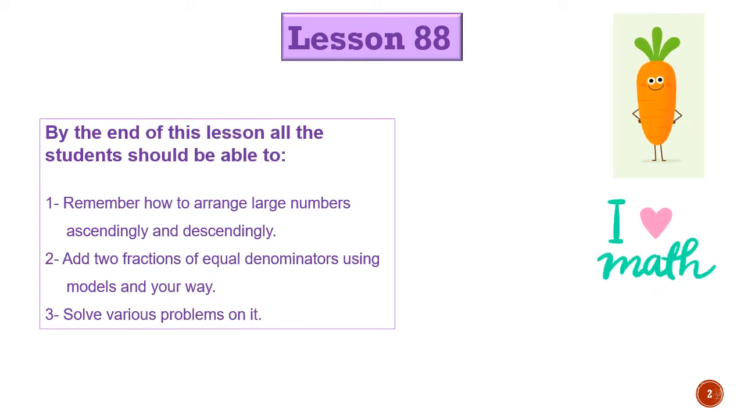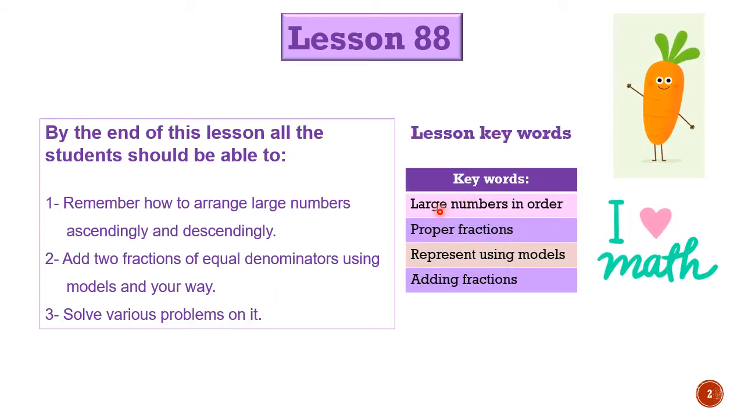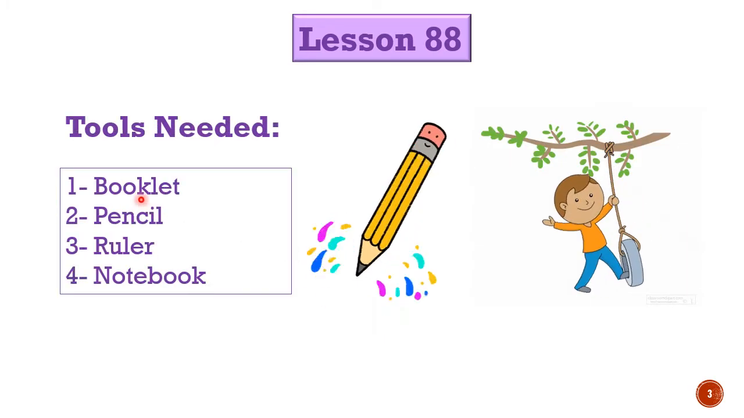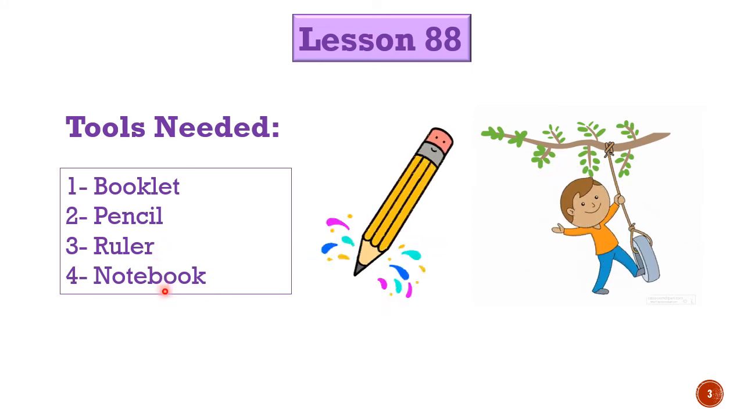Our objectives of this lesson: we will remember how to arrange large numbers ascendingly and descendingly, and we will add two fractions of equal denominators using models and your own way. And we will solve various problems on it. Our keywords here will be large numbers in order, proper fractions, representing proper fractions using models, and adding fractions. Our tools: we will need booklet, pencil, ruler, and notebook.